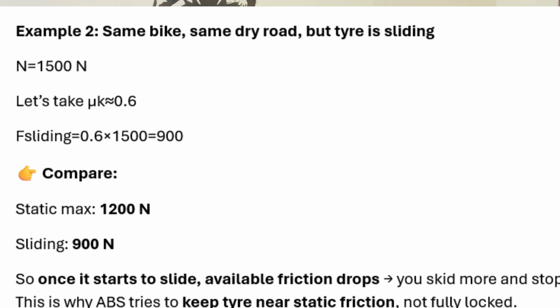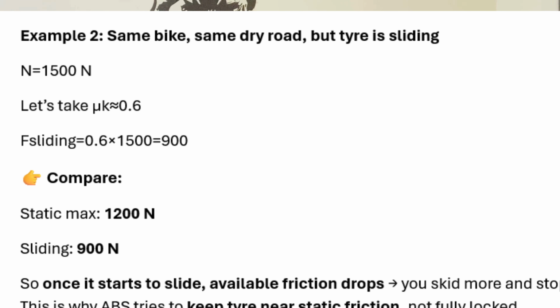Okay, now you have seen the same bike and same road has given you different frictional force values. On dry asphalt you have got 1200 newtons, whereas on wet asphalt you have got 900 newtons, which is the maximum friction that you can utilize. Okay, now for the same scenario on the third surface, I'm going to consider sand.